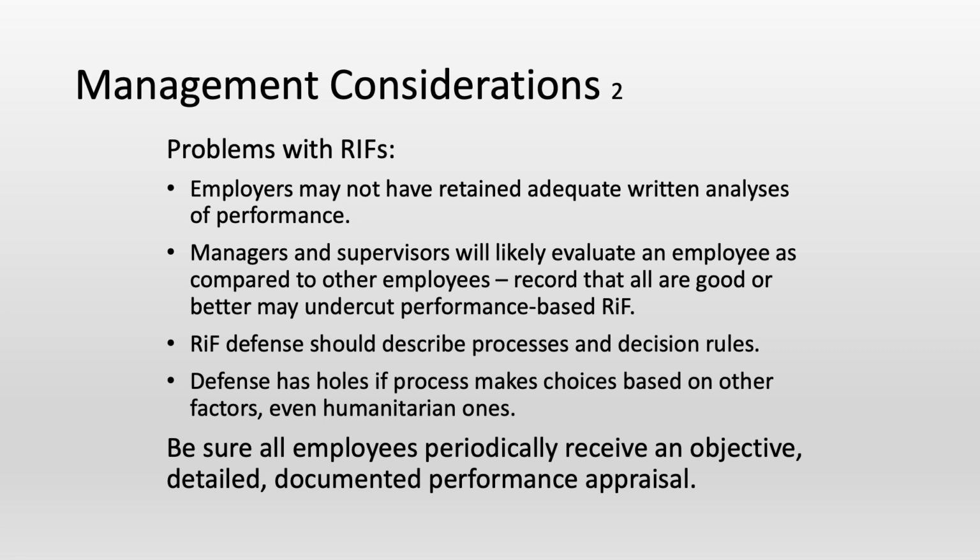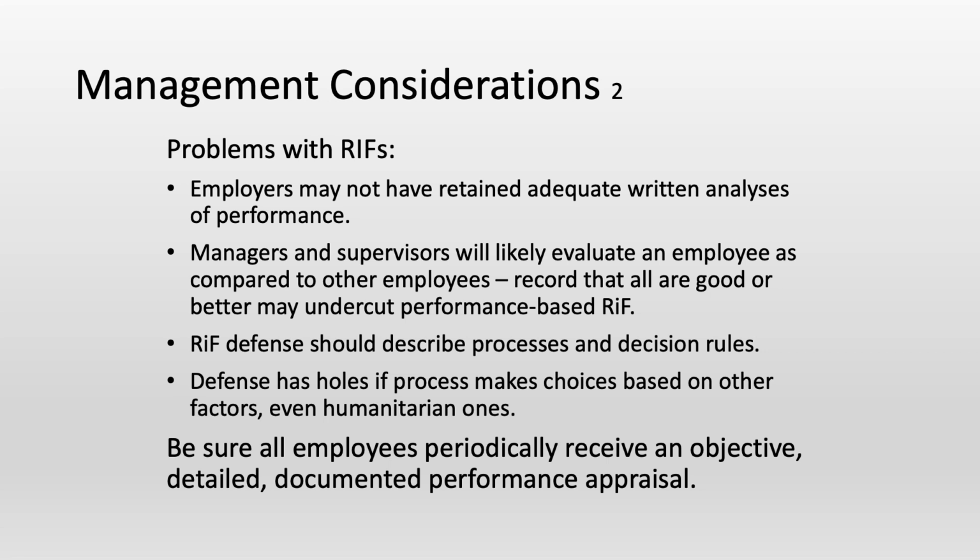There are additional management considerations, particularly around reductions in force, or RIFs. Employers may not have retained adequate written analysis of performance. So when doing performance evaluation and analyzing the work output of our employees, make sure we've got good written documentation of good or bad workers, because if we don't have that documentation, that can be a problem when we're ready to do our reduction in force and someone claims that there is age discrimination or any other kinds of discrimination charges.